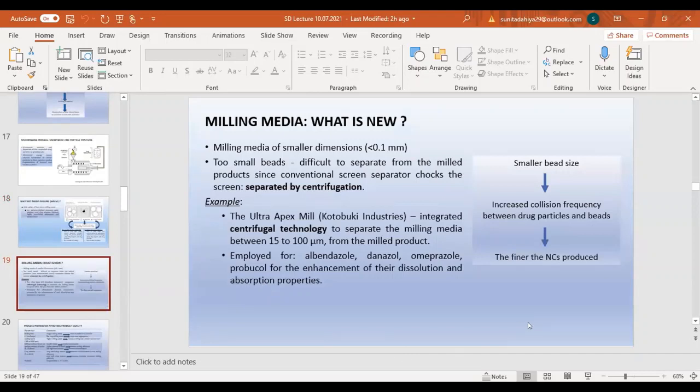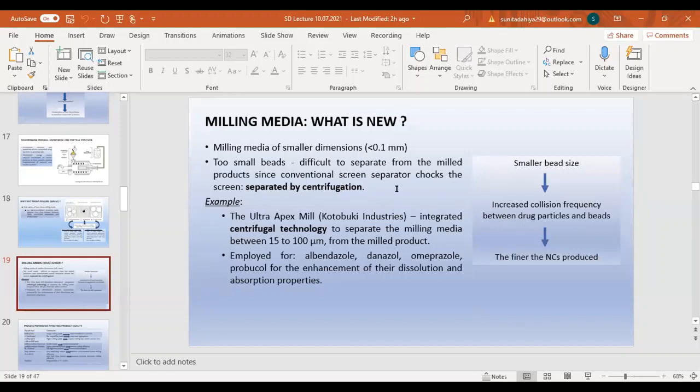Now, there are many advancements in the milling media. So we will see what is new in milling media. So the size and material. As I told you, these two things are very, very important. So milling media of smaller dimensions have been attempted by many researchers. That means the media dimensions or the diameter of the beads that you use is less than 0.1 millimeter.